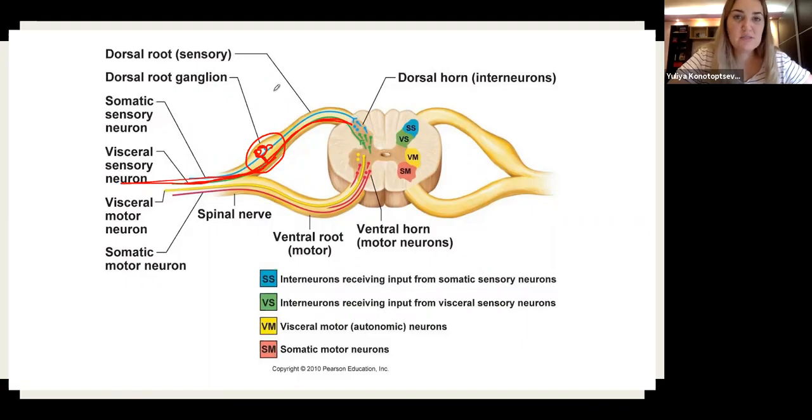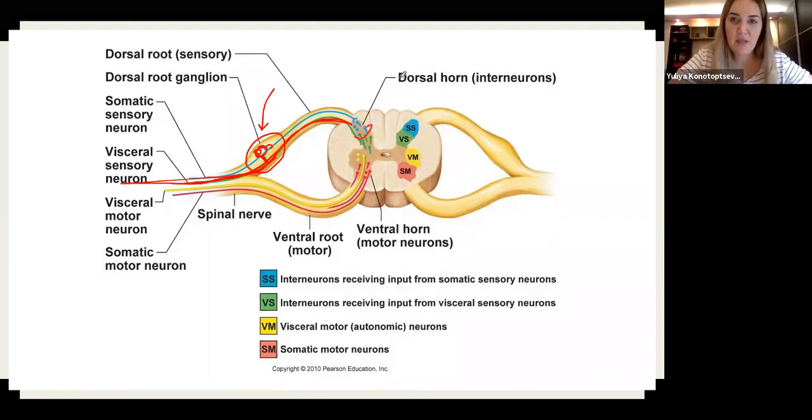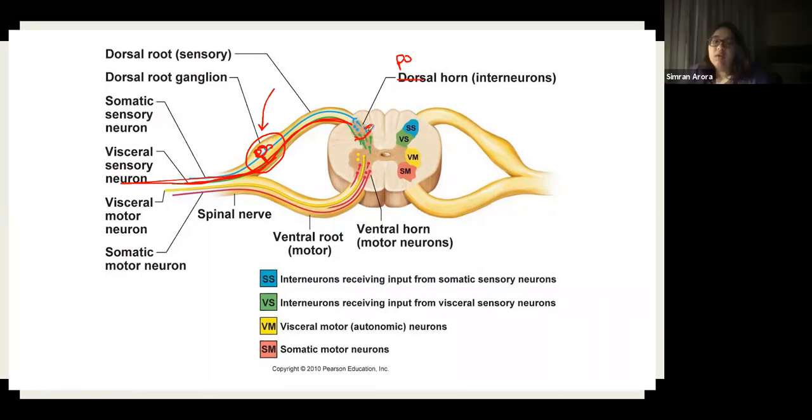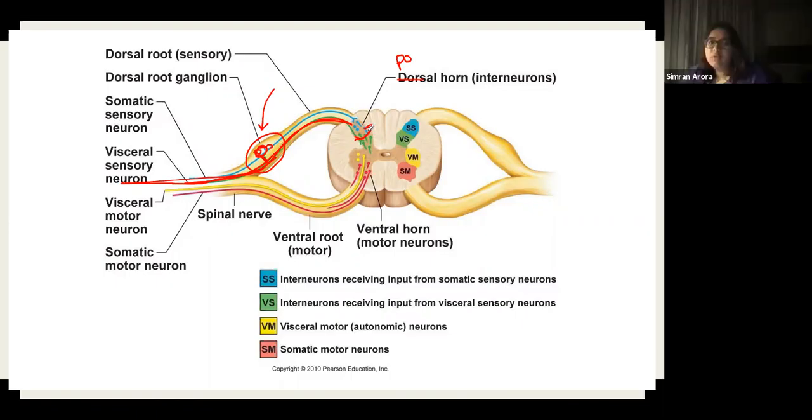So a question, is there a synapse in the dorsal root ganglion? No. Where do sensory neurons synapse? Dorsal horn. Perfect. They synapse in the dorsal horn. Okay, another name for dorsal horn, this is also known as the posterior horn. What exactly do they synapse with? What can sensory neurons synapse with in the dorsal horn? Interneuron and motor neuron. Which motor neuron? Somatic or autonomic?